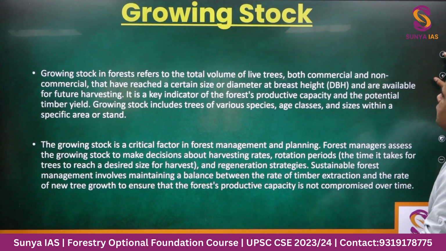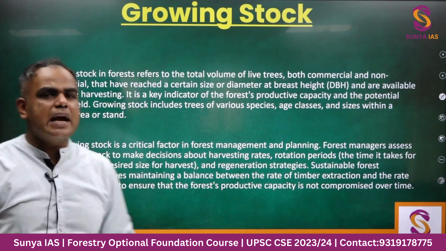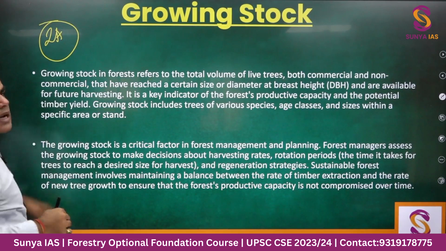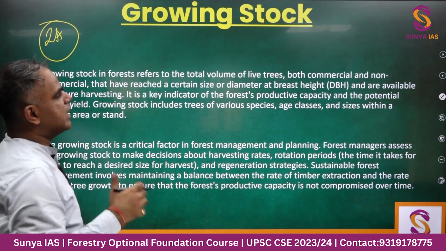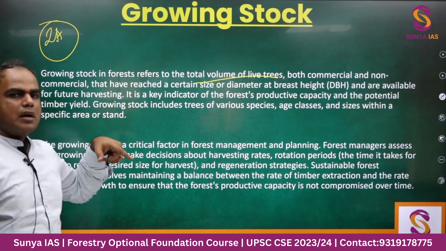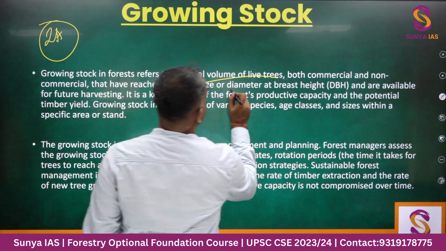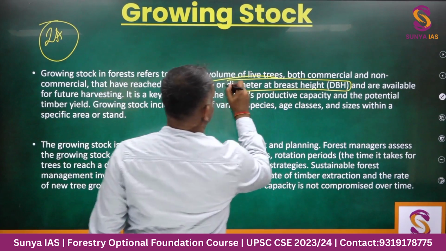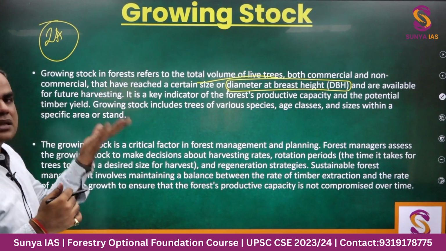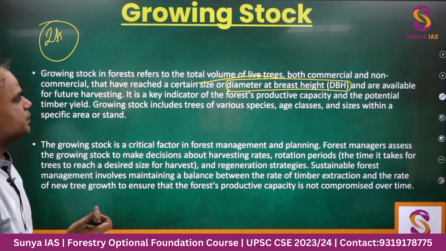Now we are talking of growing stock. I told you that growing stock is a slightly technical topic, which is part of 2A, but still we'll see what growing stock is. It is basically the total volume of live trees, which includes commercial as well as non-commercial, which have reached a certain size or diameter. Now this term, diameter at breast height, we will see again and again, especially in paper 2, and we'll also see very shortly how you calculate the age and what the relevance of height is.